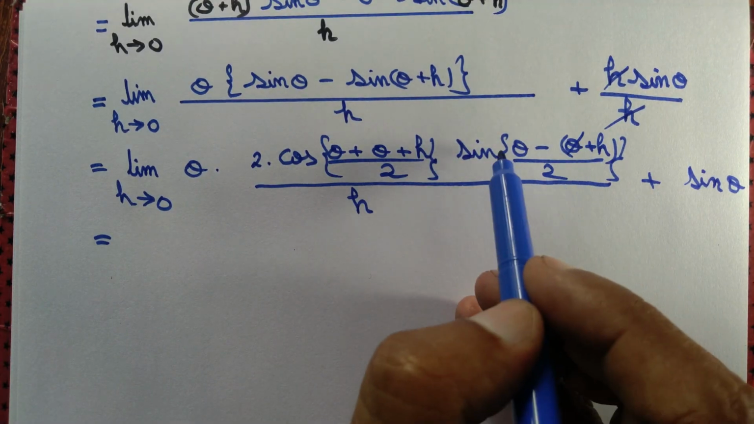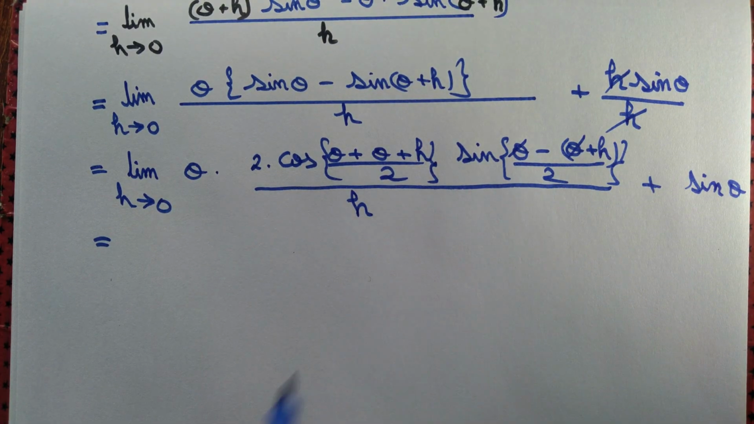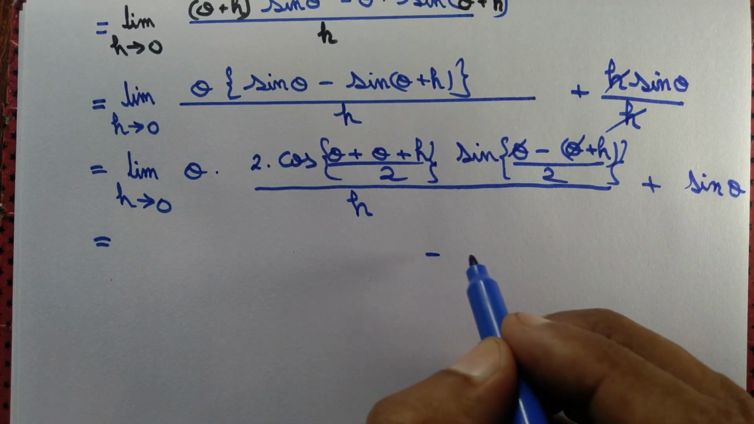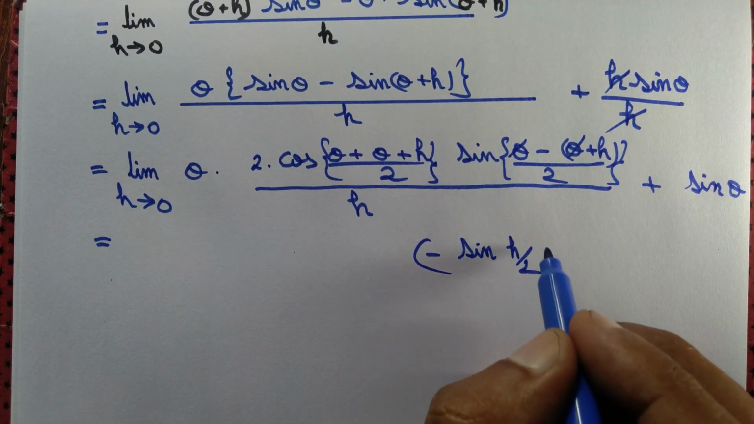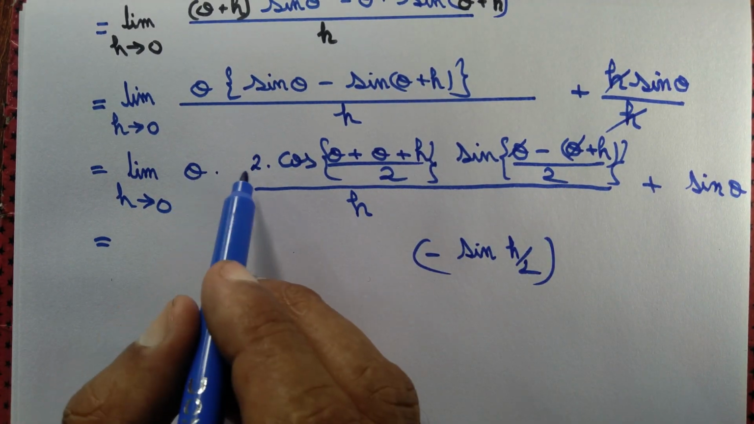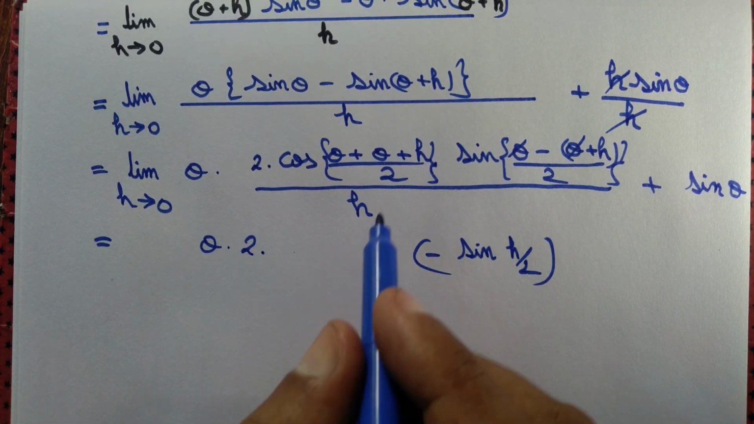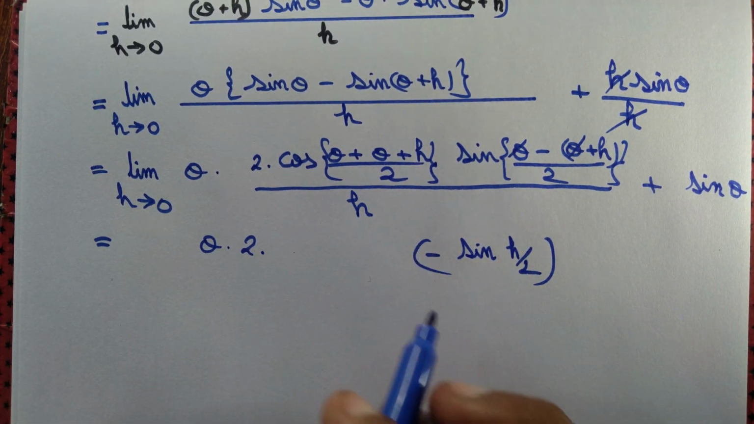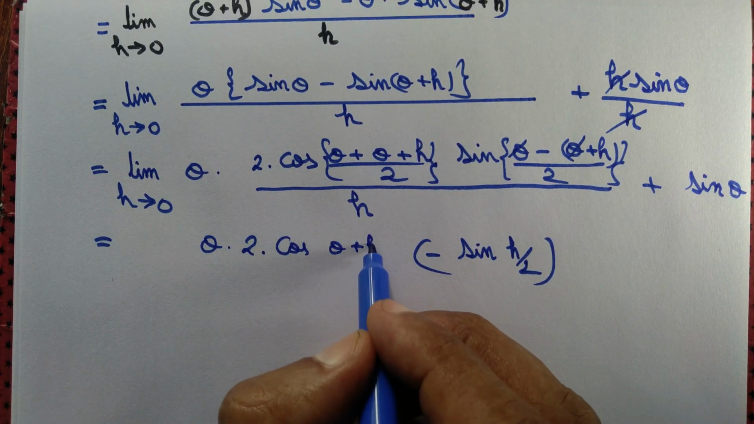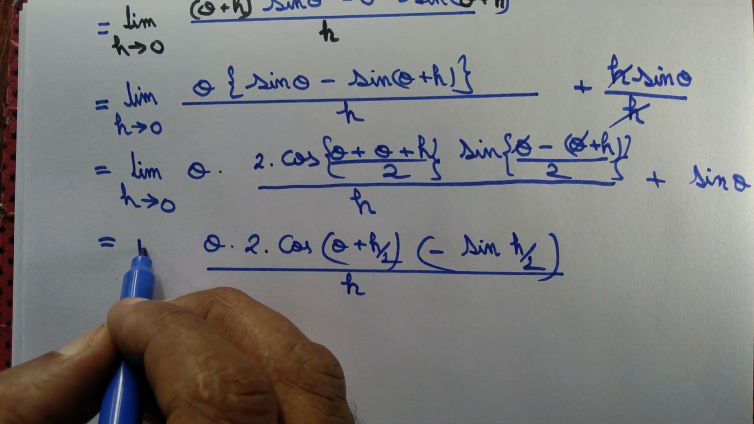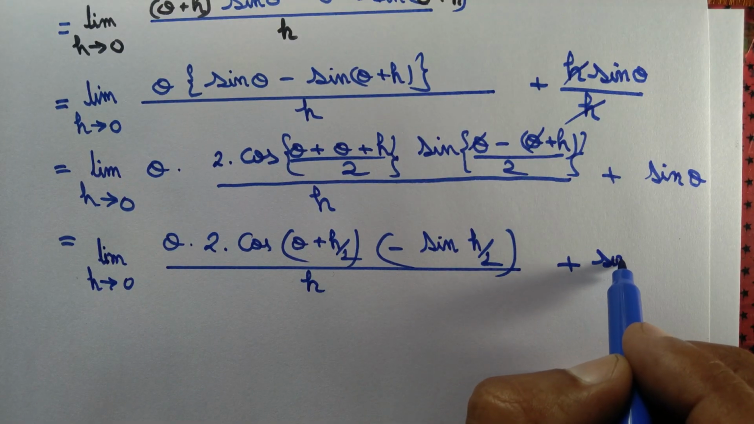Now I can cancel theta out. Sin of minus h by 2 can simply be written as minus of sin h by 2. Sin of minus theta is minus sin theta. How about this one? Theta we copy as it is, 2 we copy as it is. 2 theta by theta is simply theta. So cos of (theta plus h) by 2 divided by h, and still h is tending to 0. Plus sin theta we write as it is.